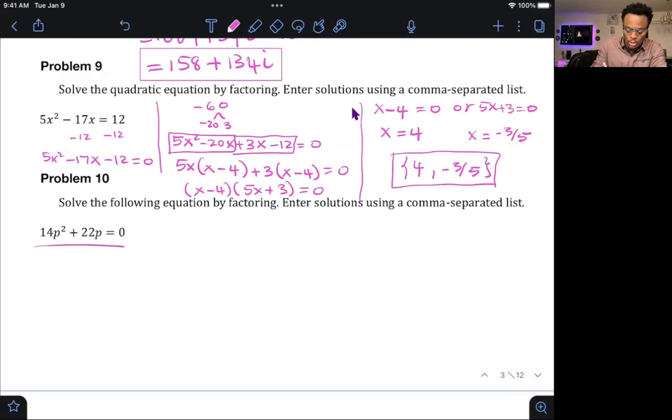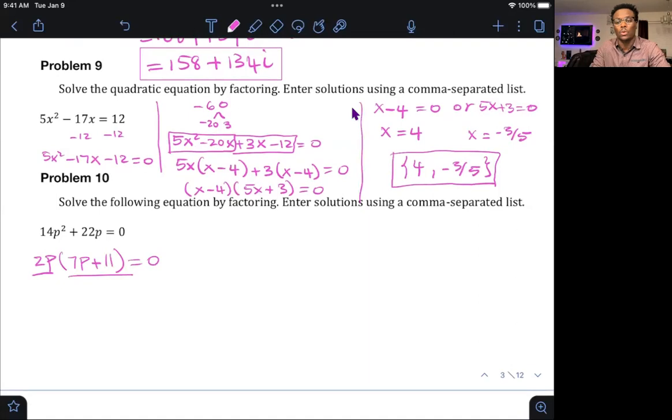This is a two-term quadratic expression. So we want to think about which way to factor this. Factor the GCF first. So that is 2p factored out. So that's 2p times 7p plus 11 equals 0. This factor equals 0 and this one equals 0 using the zero product property.